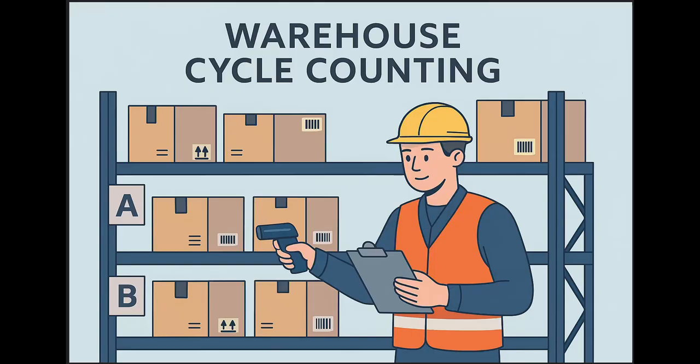Traditional stock counts can be time-consuming and error-prone. Cycle counting lets you check smaller portions of inventory regularly, keeping accuracy high without halting operations. Let me show you where this magic happens in D365 F&SCM.